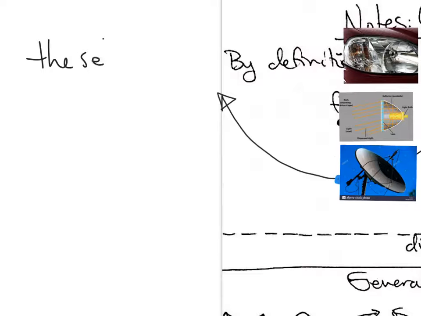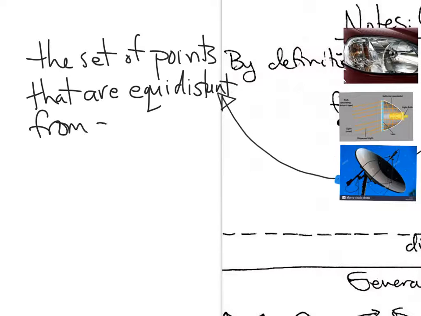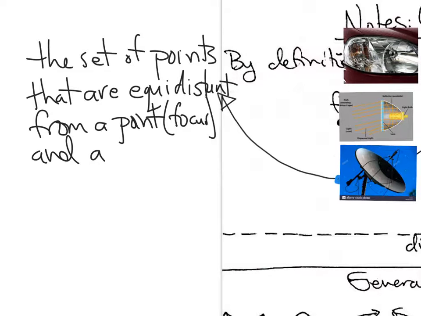The set of points that are equidistant from a point, and that point is called the focus or focal point, and a line, and that line is called the directrix.